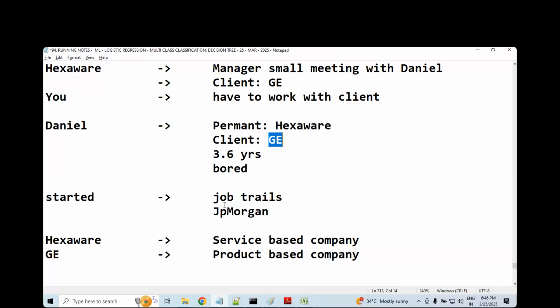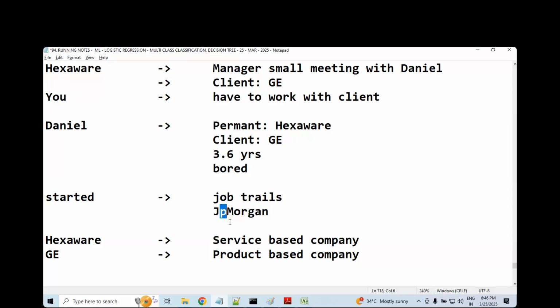Once you get selected for any other company, you have to talk with the Hexaware manager. Sir, enough, I am done here, I'm planning to move. Then the Hexaware manager will approve, then the GE manager also approves. There is a notice period that you need to serve. Once the notice period is over, you can be relieved from the company.